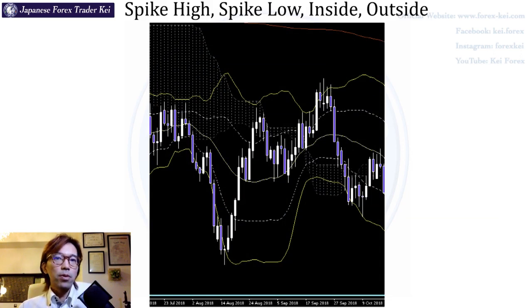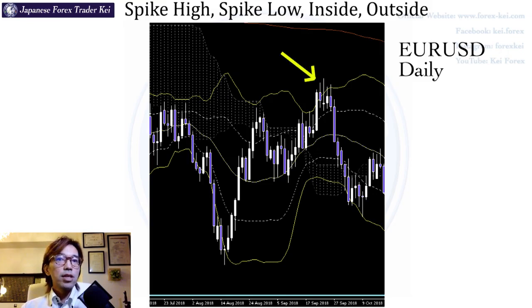This is an example in euro dollar in daily time frame. Last year in 2018, if you look at the market right here, there was a wick pointing upwards with a tiny body, right? And this is the indication of a trend reverse. In fact, the market dropped all the way down from here until it showed another spike low down here. So as you can see, the spike high especially works while the market is on a bullish momentum.